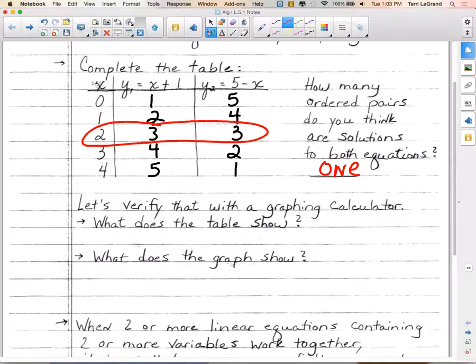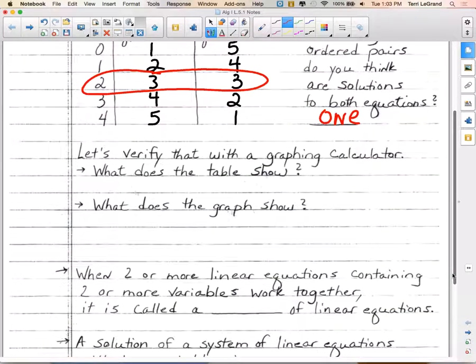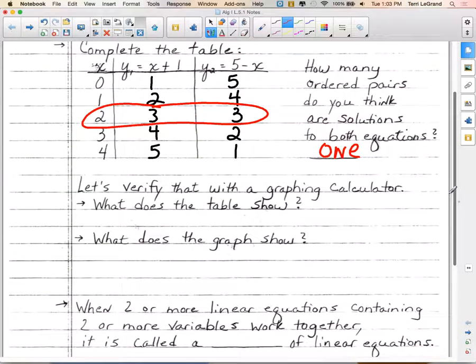Let's go to our graphing calculators and go into y equals. In y sub 1, clear out what's in there. Does everybody have a calculator, by the way? Somebody probably got shortchanged here, right? Okay. In y sub 1, we're going to put x plus 1. In y sub 2, we will put 5 minus x.